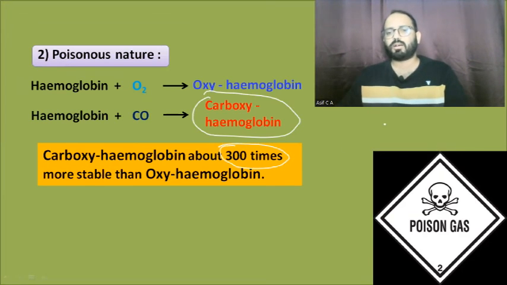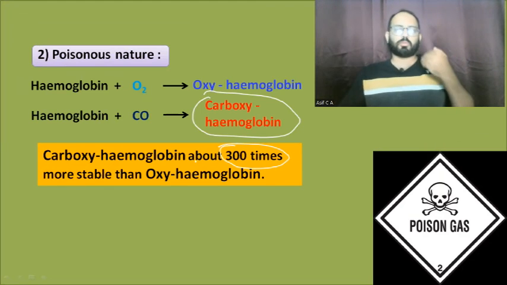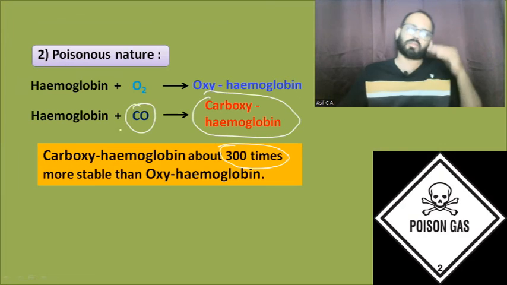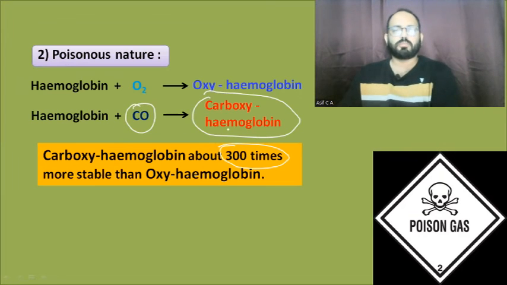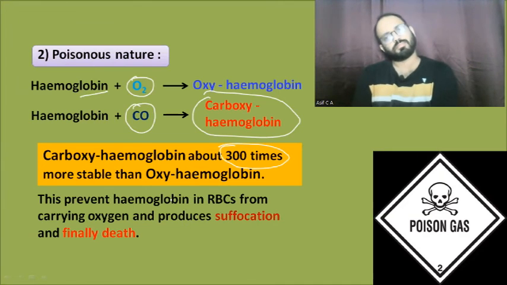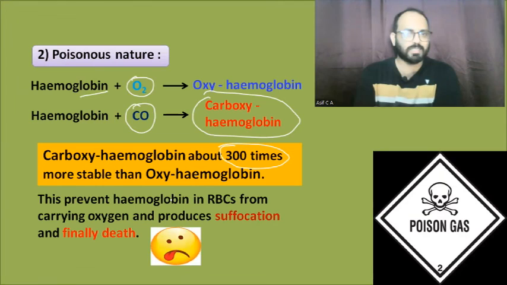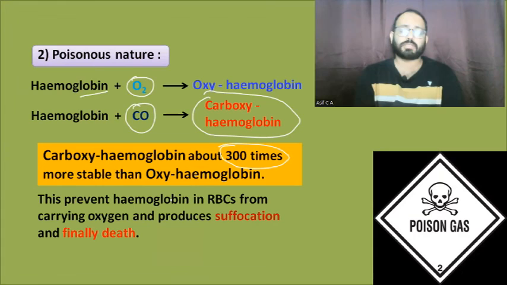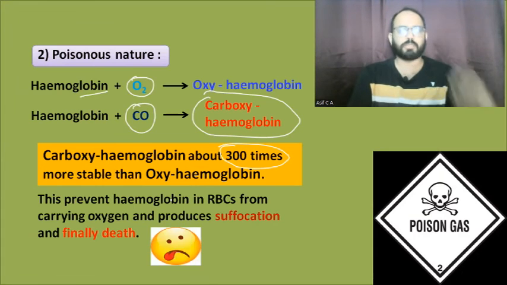That is why I say smoking is injurious to health, because of this. Because when you smoke, you are inhaling carbon monoxide. That is going to make a bond with the hemoglobin. You will get carboxyhemoglobin. Then what is going to happen? The oxygen carrying capacity of hemoglobin will be lost. This prevents hemoglobin in the RBC from carrying oxygen and produces suffocation and finally death. Clear? If you don't get oxygen, you are dead. That's all. That much poisonous is this carbon monoxide. Just remember that factor.